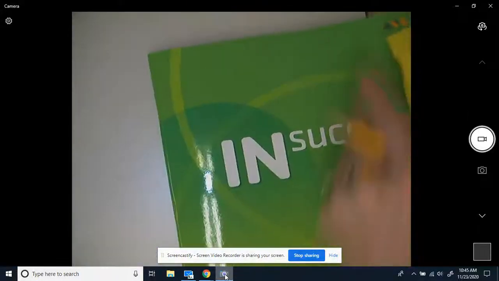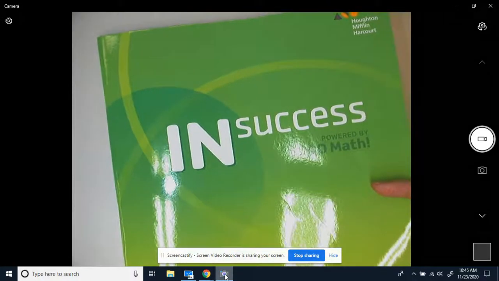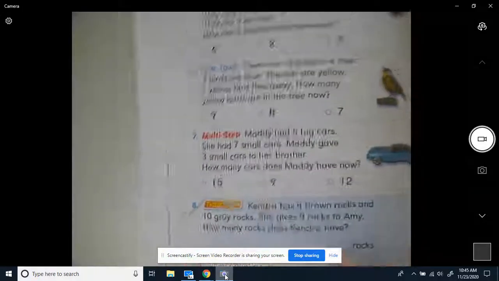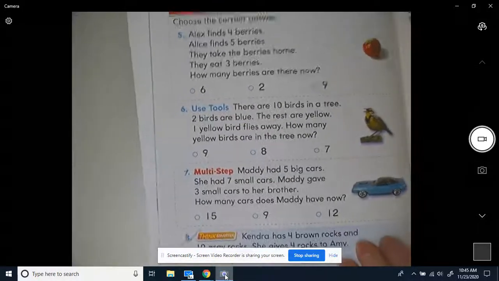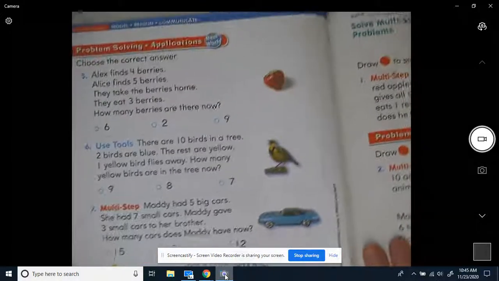Please make sure that you have out this Indiana Success Math book. This was in your new bag of work. And we're on page 10 today. We're going to do page 10 together, and then I'll have you do a page by yourself in a little bit. So let's look at this.